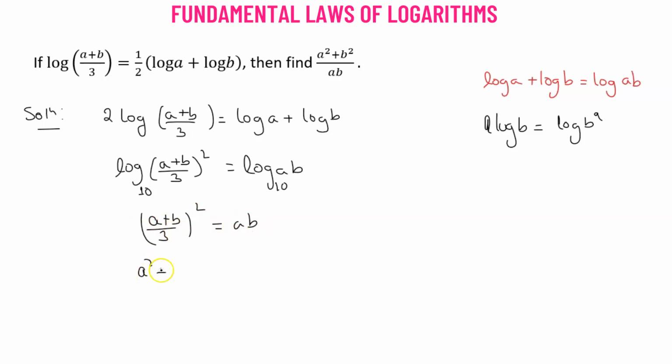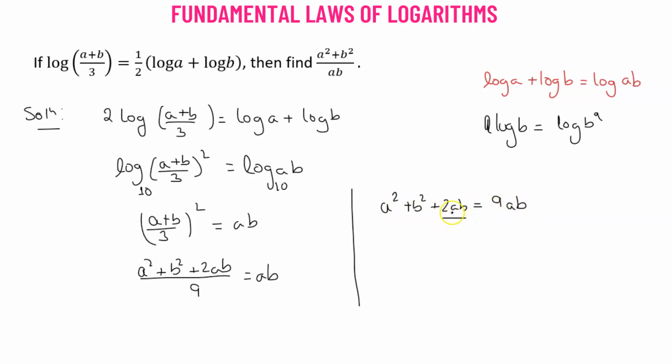That means in the numerator we have a squared plus b squared plus 2ab, divided by 9. So that's equal to ab. Cross multiplying with 9, we'll get a squared plus b squared plus 2ab equals 9 times ab. We'll transpose 2ab to the right hand side. So we have a squared plus b squared equals 9ab minus 2ab, which gives us a squared plus b squared equals 7ab.